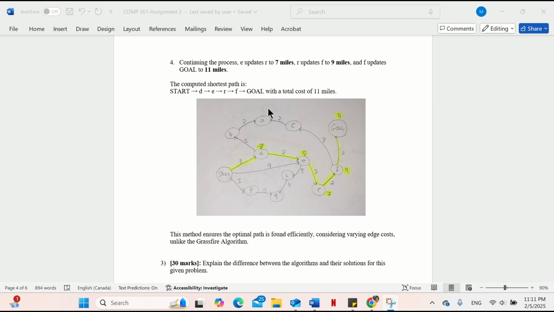The final shortest path found by Dijkstra's algorithm is start to D node, to E, from E to R, from R to F, from F to the goal, with a total cost of 11 miles. This proves that considering weight leads to a much more efficient path selection compared to Grassfire.